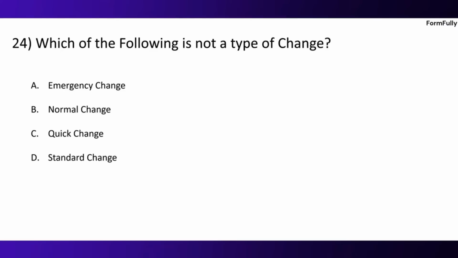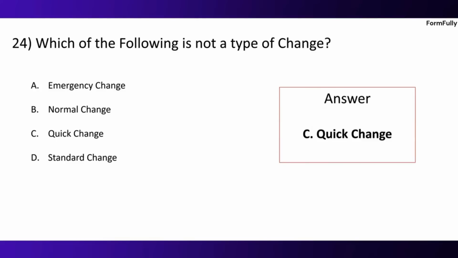Question 24. Which of the following is not a type of change? Option A, emergency change. B, normal change. C, quick change. D, standard change. And the correct option is C, quick change.